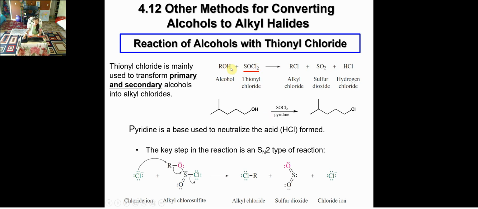So this OH will be replaced by one of the Cl. You produce alkyl halides, sulfur dioxide and hydrogen chloride. In this reaction, you use pyridine to neutralize the HCl produced. HCl is a strong acid, and pyridine is a base. So you use this pyridine as your solvent also to neutralize the strong acid you produced. So that's essentially another reaction to convert alcohol to alkyl halides through thionyl chloride, SOCl2.